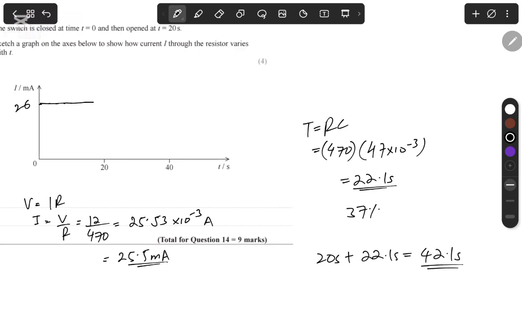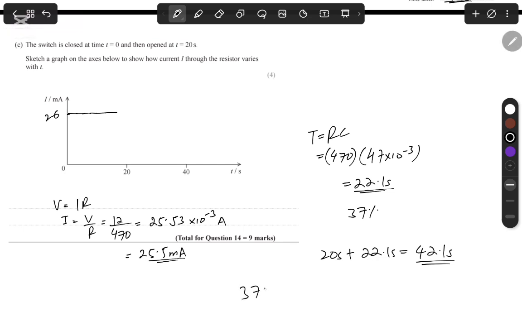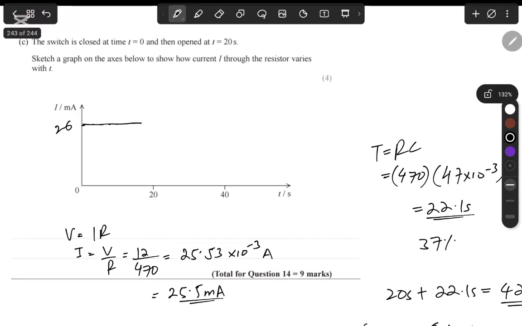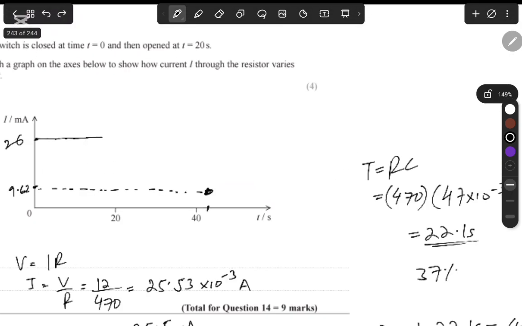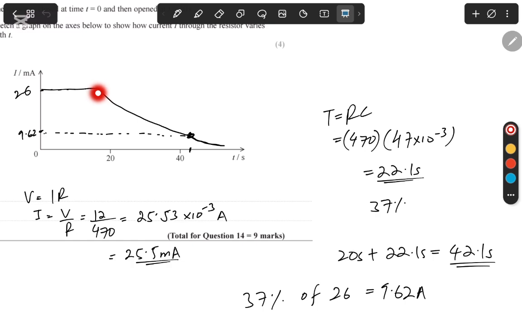Of the current specifically here, because we're drawing that graph. So let's do 37% of 26. That's going to be 9.62 milliamps. So 42 is going to be somewhere here, and if this is 20, it should be somewhere here. 9.62, so it should be right around here. Let's put that. So it should be exponentially decreasing, something like that. Not perfect. Let's try it again. Okay, so I've drawn it. Took a few tries, but that's kind of how you want to draw the graph.